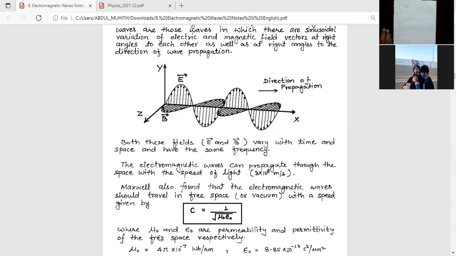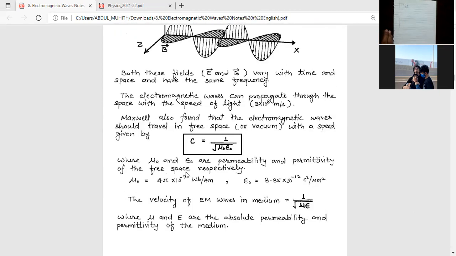Permeability is a property of the medium which allows magnetic lines of force to pass through it. And what is epsilon 0? It is a property of the medium which allows electric lines of force to pass through it. And what is the value of mu 0? Mu 0 is 4 pi into 10 to the power of minus 7 Weber per ampere meter. Epsilon 0 is 8.85 into 10 to the power of minus 12 Coulomb square per Newton meter square.